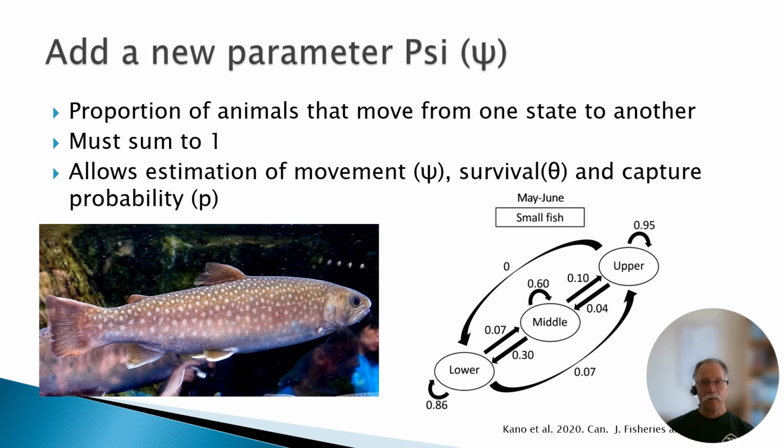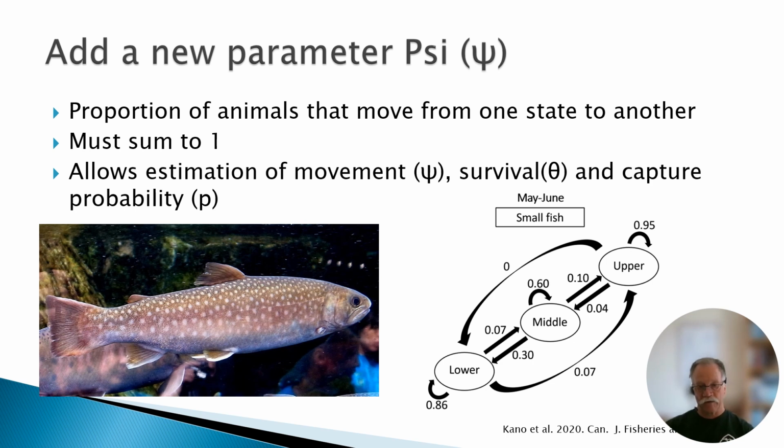In the multi-state model, we introduce a new parameter called psi, and that's a proportion of animals that move from one state to another. Key constraint on this parameter is that the values associated with a particular state must sum to 1, and I'll show you what that means in an example.